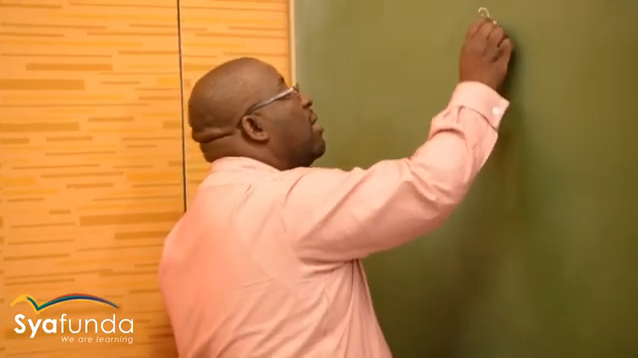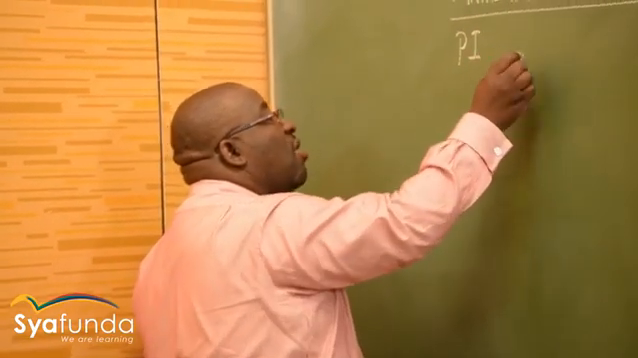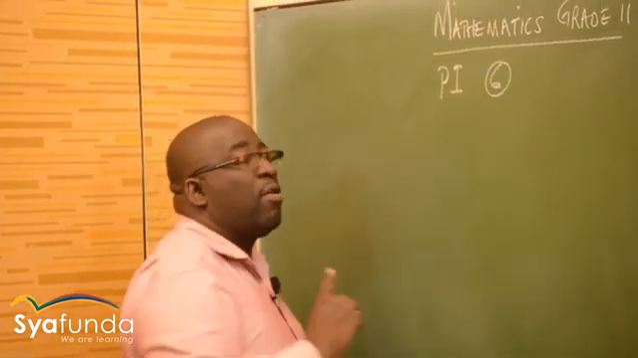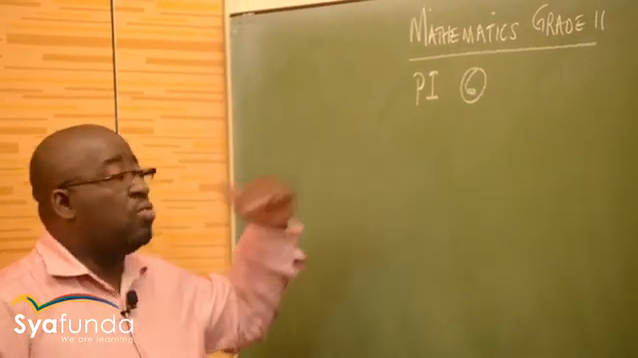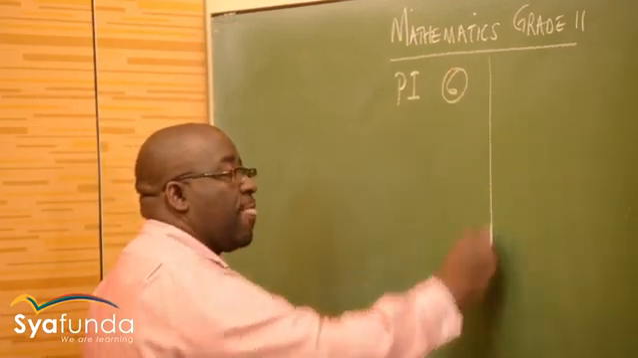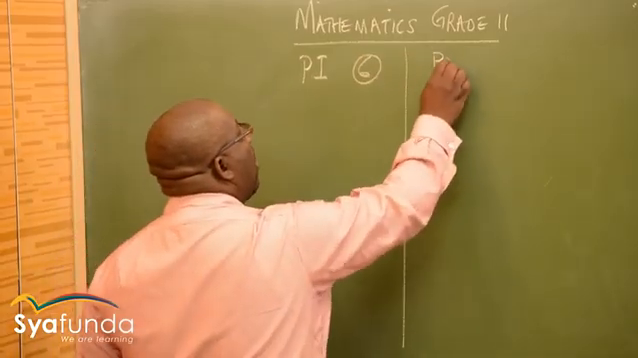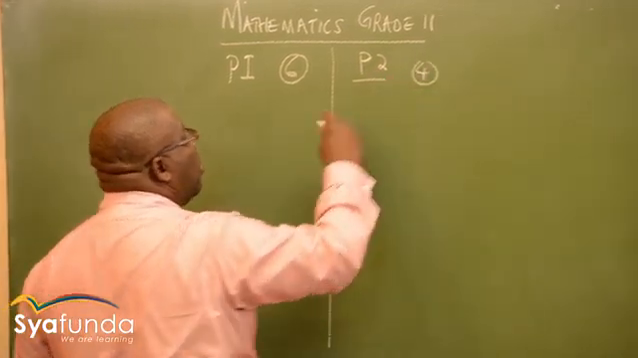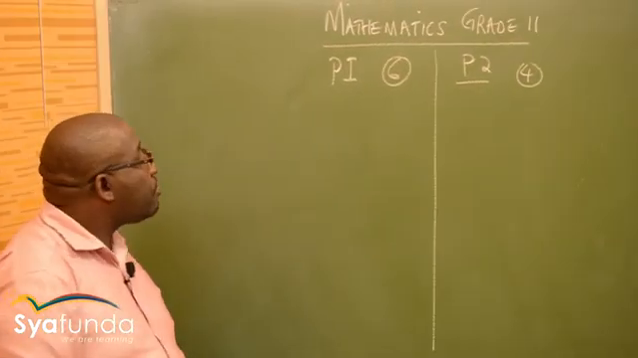For paper 1, I said overall, both Grade 11 and 12, there will be 6. But for Grade 11, there's one that you don't do. I'll mention it as we go to it. For paper 2, you will only have about 4 chapters. You do all of them in Grade 11.